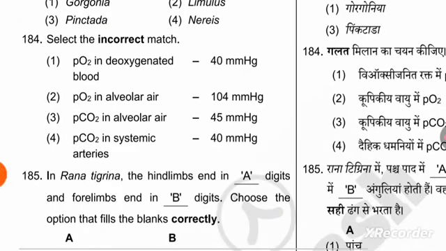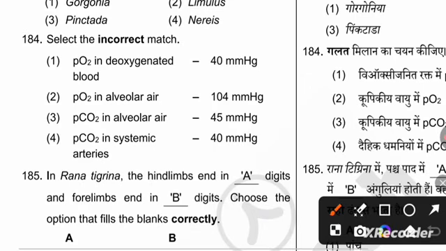Let us go to 184th question. Select the incorrect statement. Among that, the incorrect statement is that the partial pressure of carbon dioxide in alveolar air is only 45 mmHg. It is the wrong one, because in alveolar air, the partial pressure of carbon dioxide is lower.